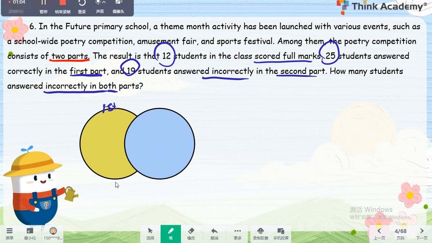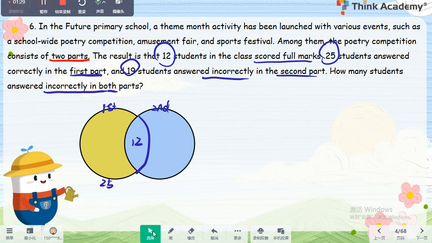So 12 students got full marks. That should be the students who are in the middle between the two circles. These 12 students, they score full marks. And 25 answered correctly in the first part. So label 25 under the first circle. And 19 answered incorrectly in the second part.